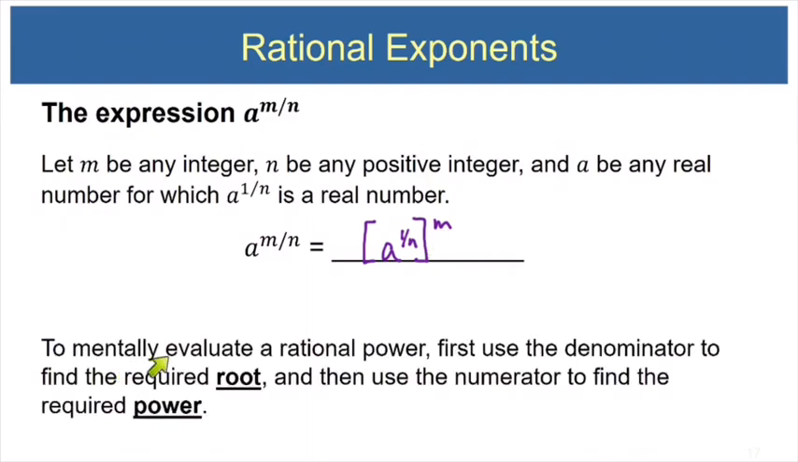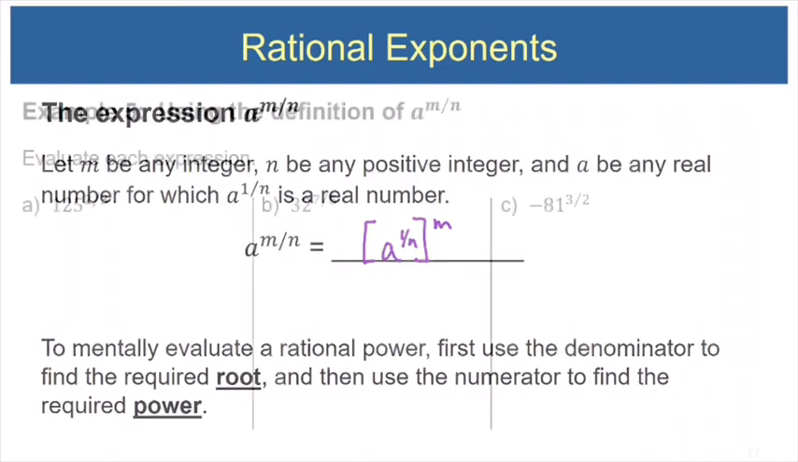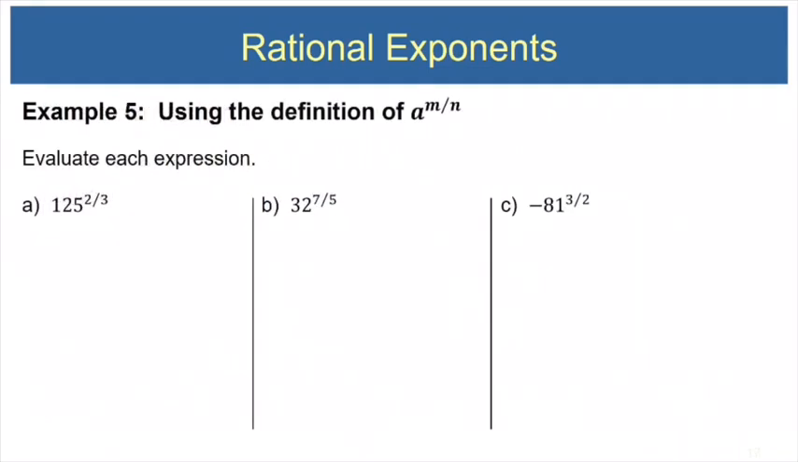So anytime you want to mentally evaluate a rational power, first use the denominator of the power to find the required root, and then apply the outside exponent to find the required power. Let's practice doing that. If you've got a calculator in your hand, yes, the calculators will do these exponents, but you have to still know what you're doing. So I want to really encourage you not to use a calculator at this point. You can use it later when you understand the rules better. But right now, let's just practice using the rule we just learned.